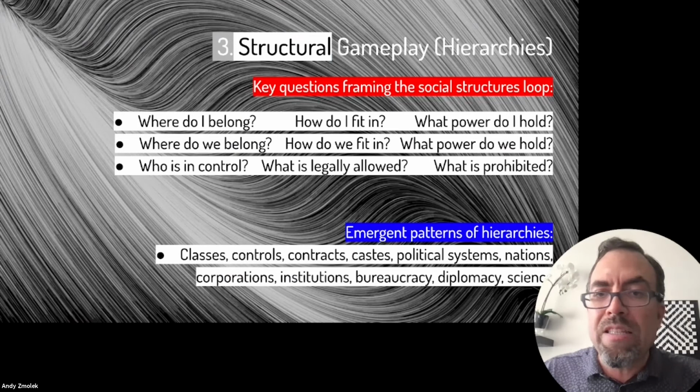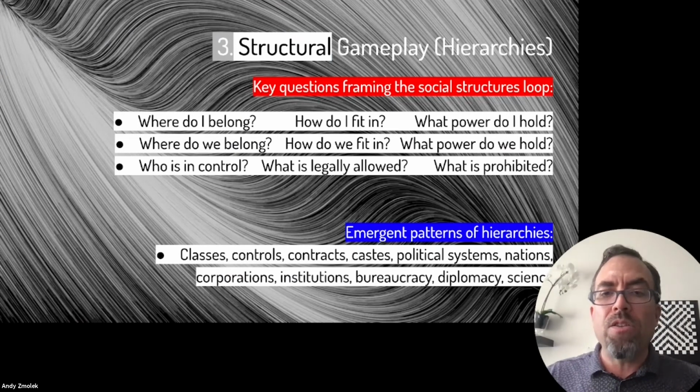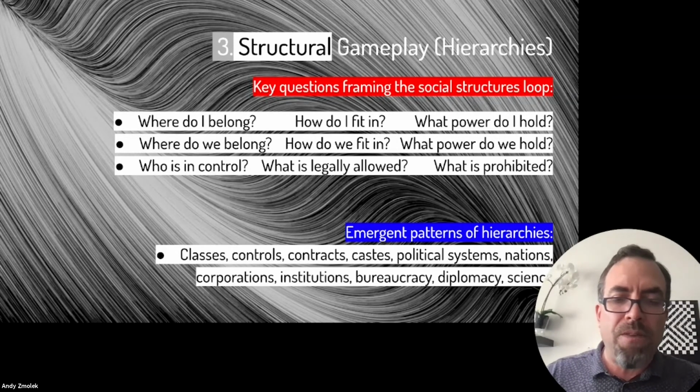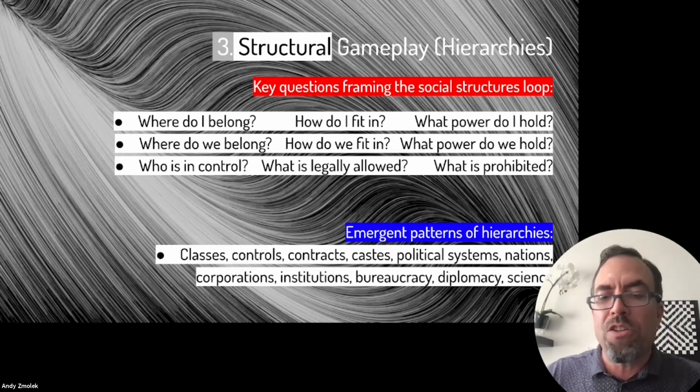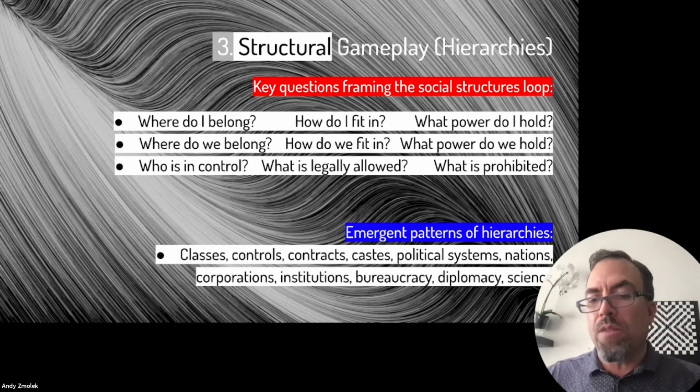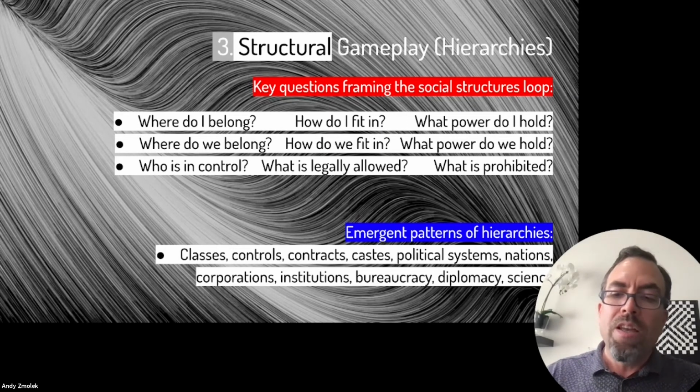And at this structural level of gameplay, this is where we start looking at power, right? Where do I belong? How do I fit in? Where do we belong? Who's in control? What's allowed? What's legal? What's not? And I kept some of these emergent patterns out of the earlier versions just because I find that it's distracting. But at this level, you can start to see this is where societies, science can emerge, diplomacy, political systems, nations, right?